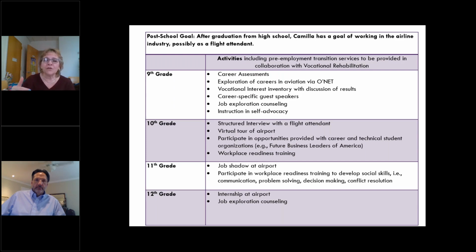Then in 10th grade, maybe she's going to structure an interview with a flight attendant. So these are very specific activities that refer right back to the post-secondary goal she has about possibly becoming a flight attendant. And then in 11th grade, maybe she'll job shadow somebody at an airport. And in 12th grade, hopefully she's doing that internship at the airport. So you can see that progression of the activities specific to that goal.